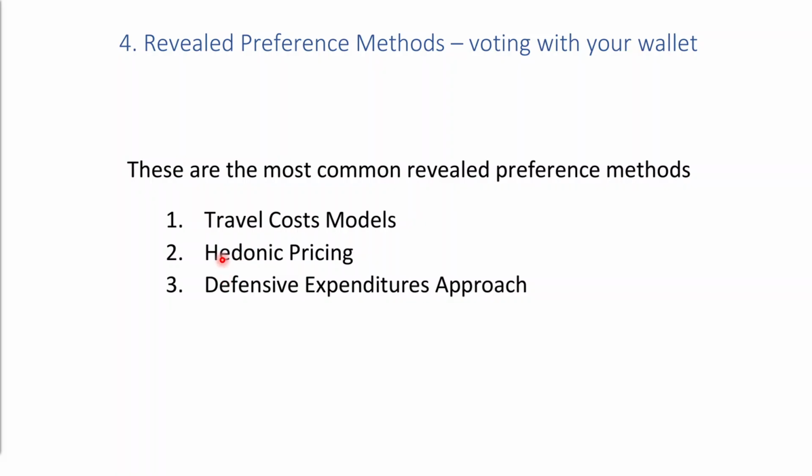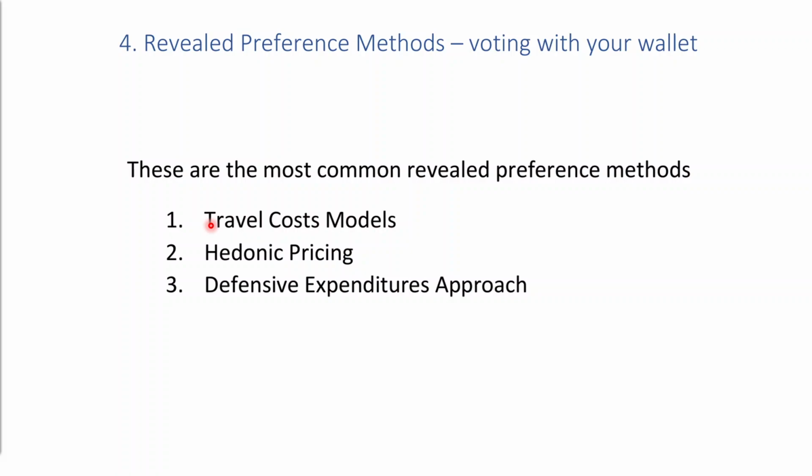Reveal preference method is also known as voting with your wallet. And the concept is very simple. Suppose there's a consumer product, let's say a can of soda. When the prices change for the can of soda, if it goes up, then people decrease their consumption. When prices go down, people increase their consumption.